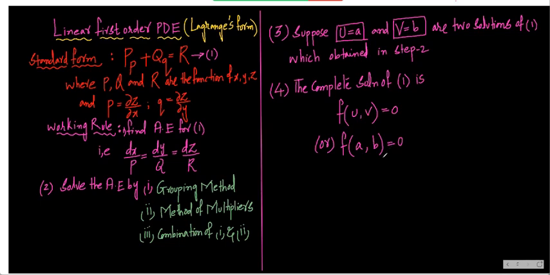This is the way of finding the solution of Lagrange's form PDE. It is called linear first order PDE. This is step number 1, auxiliary equation. First identify P, Q, R, then the auxiliary equation, then choose any one of the methods and you will get the solution.